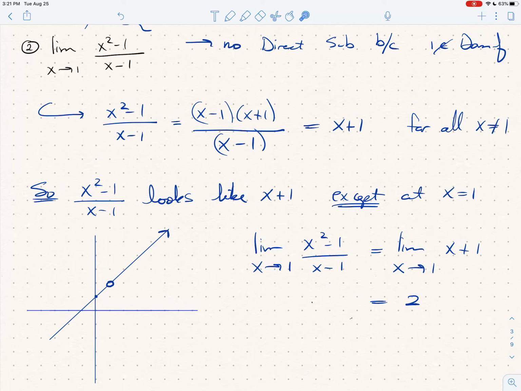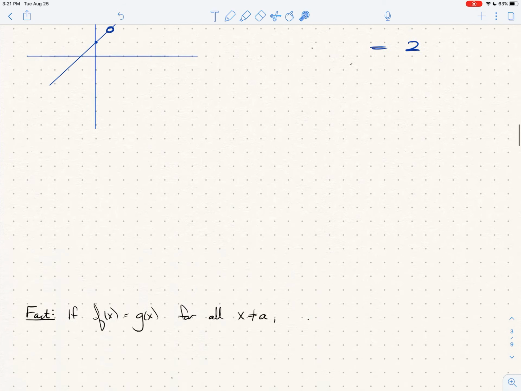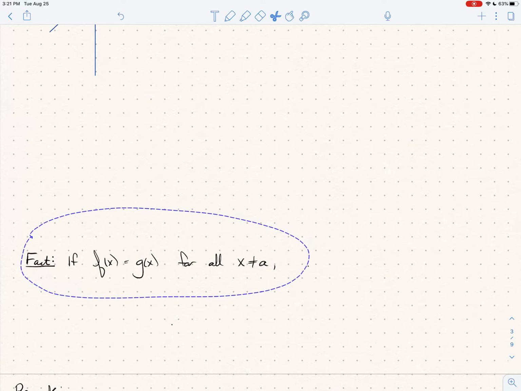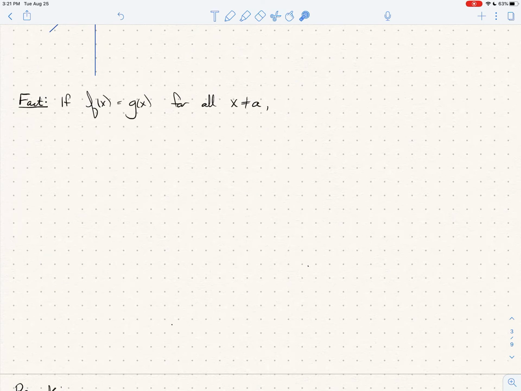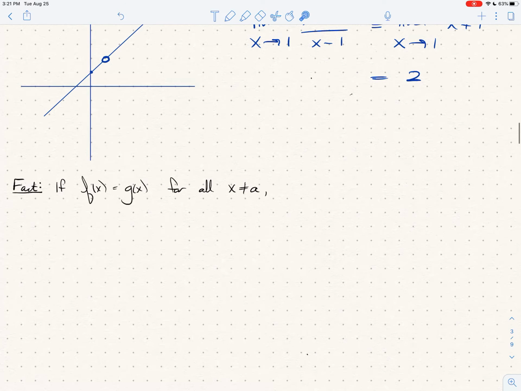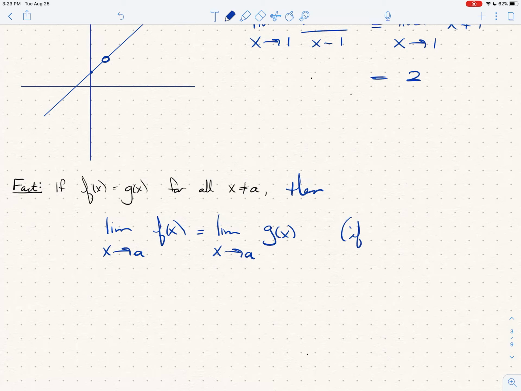All right, so I want to just mention that you can do this in general. So let's write down a fact. I'm going to slide it up slightly to match our notes here. But if you have two functions and they agree everywhere except one point, so they agree for all x except a, then it turns out that the limit as x goes to a of f of x is just the limit as x goes to a of g of x. And we should say if this limit even exists. If the limit exists, then they have to be the same.